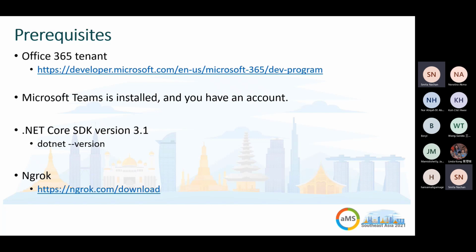Any free ngrok plan will generate a new URL every time you run it, which requires you to update the Azure AD registration and then the app manifest file as well. If you have a paid account with ngrok, that subdomain will be constant throughout. Okay, so these are all of the prerequisites that we will need.